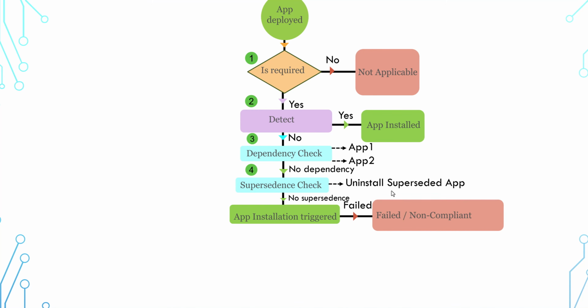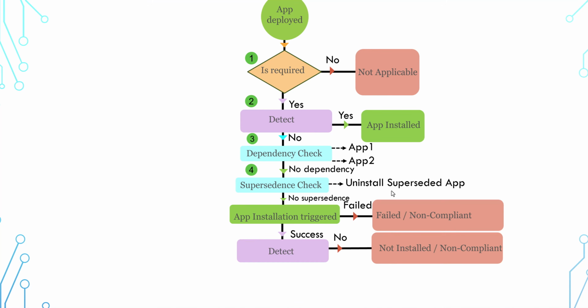Once the application installation is triggered, if for some reason the application fails, it is going to be marked as failed and non-compliant. Easy. If the application succeeds, it doesn't mean that it will immediately be marked as installation done. It is going to do a detection one more time. This detection makes sure that whatever installation is done, the detection is working fine. It means your detection method should be doing exactly the correct thing. If it is not able to detect the application, it is marked not installed, not compliant.